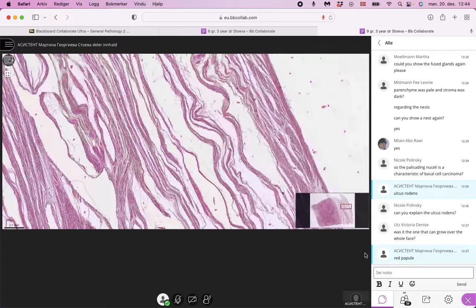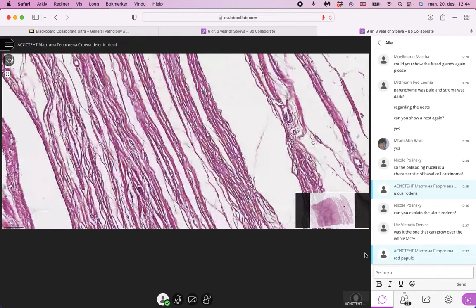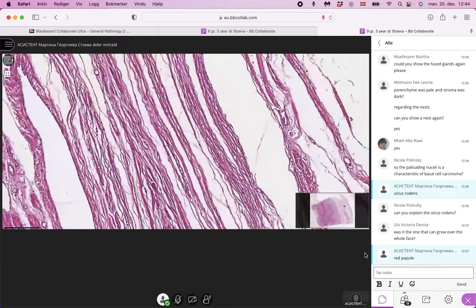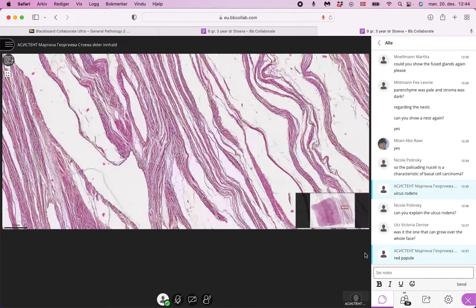And when we zoom in here, we can see the bundles of smooth muscle cells. But note that here in the normal tissue, the bundles of smooth muscle cells are parallel to each other.